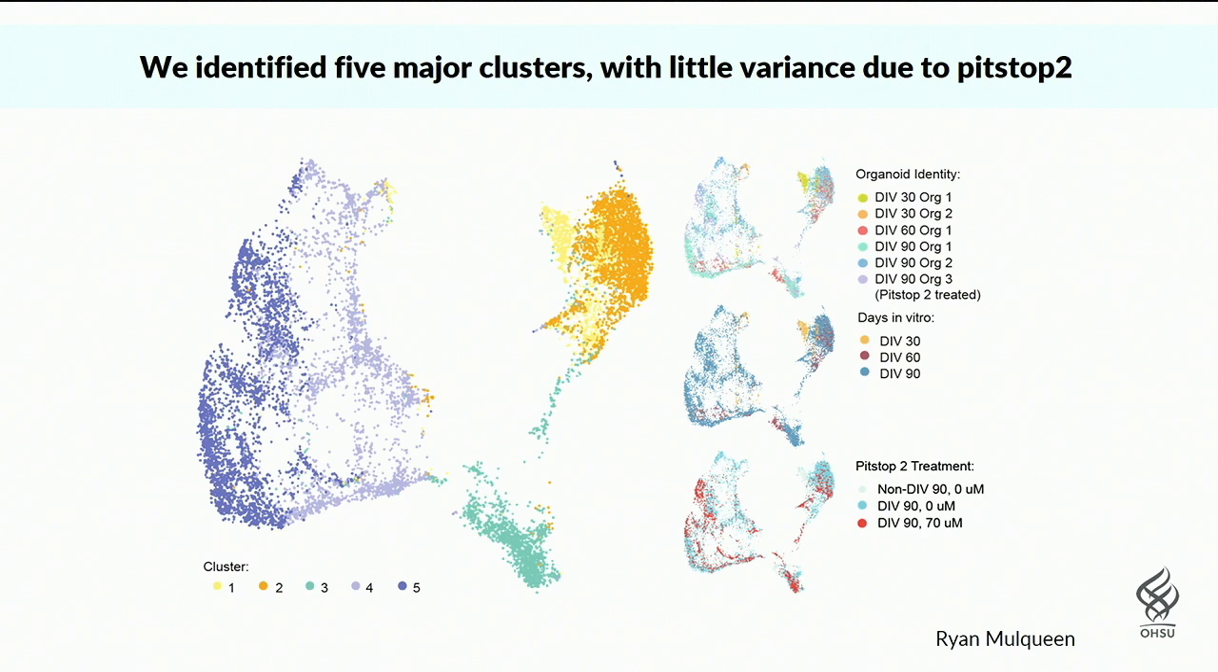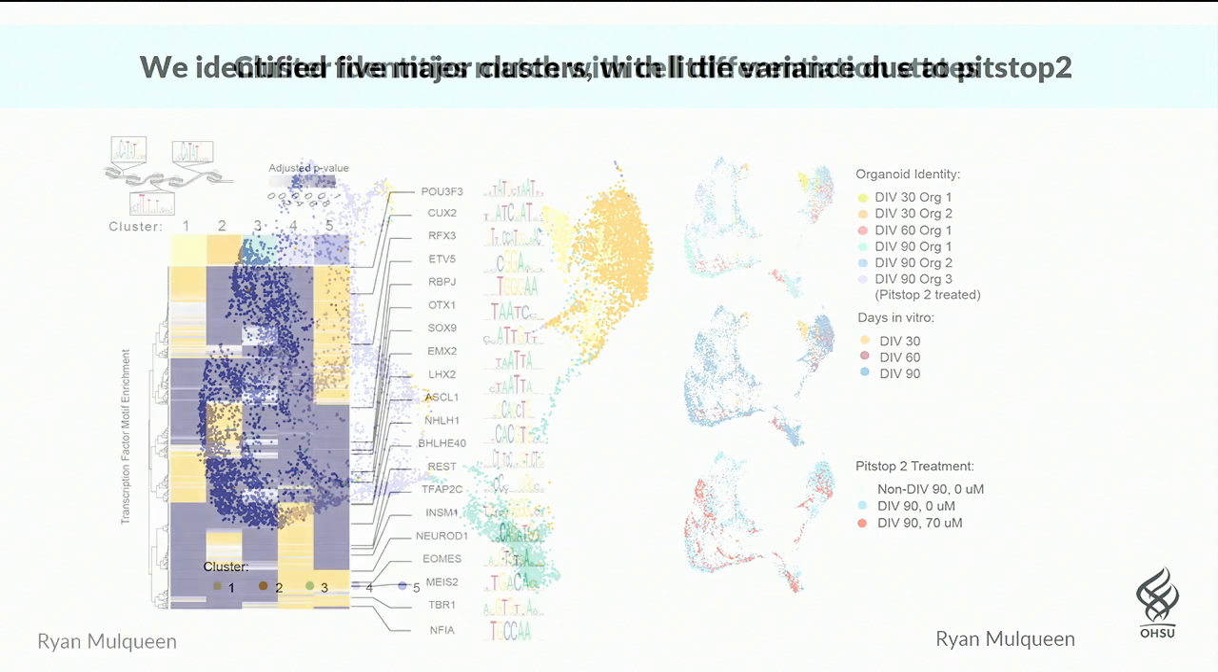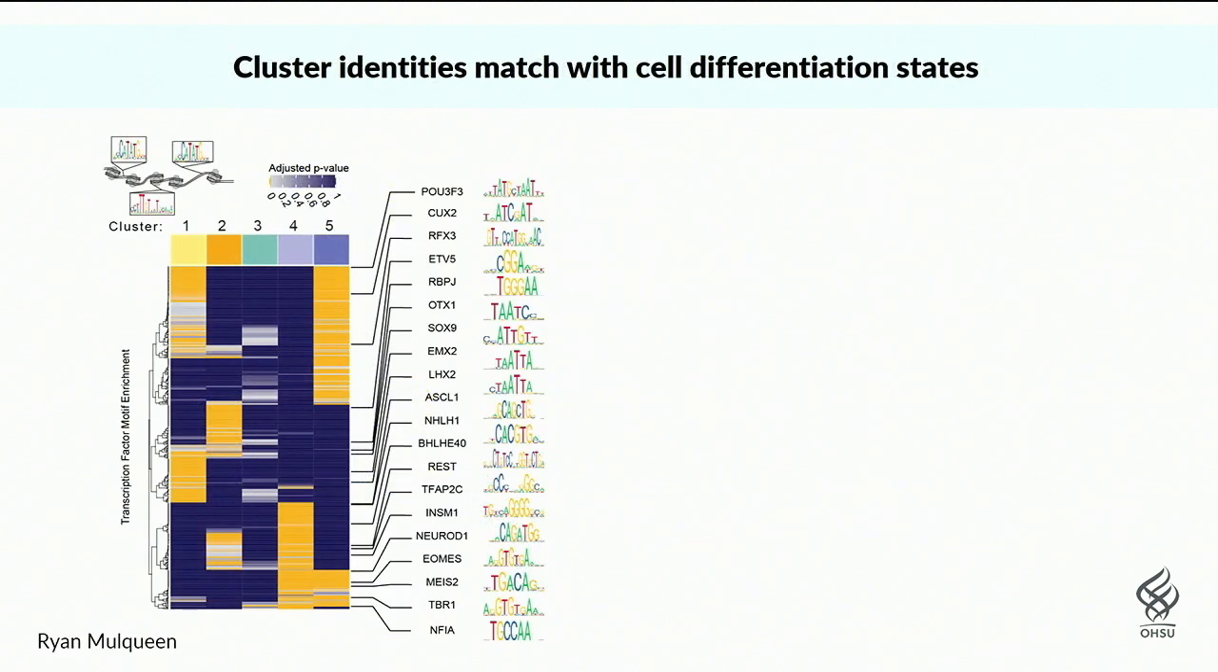As well as whether there's pit stop 2 treatment or not, and we observed very little, or essentially no difference there. We have additional data supporting that this pit stop 2 reagent doesn't actually change the chromatin landscape. So we can then take our clusters and do something very similar to what you do with RNA, where you look at differentially expressed genes, and we look at differentially accessible regulatory elements between these different clusters.